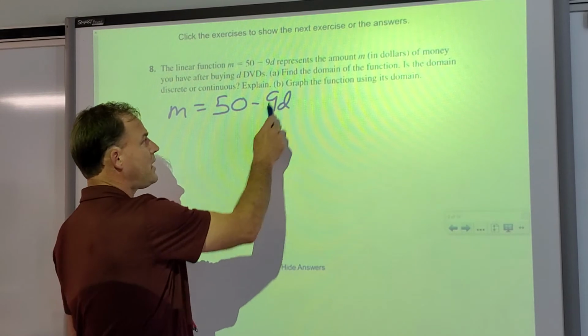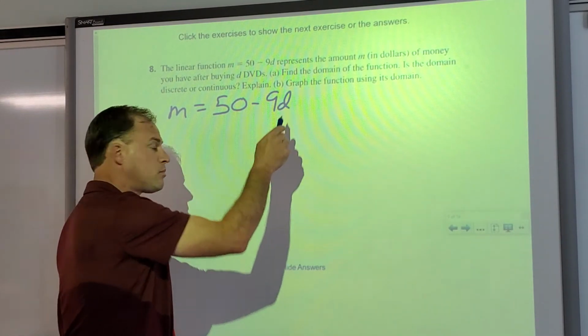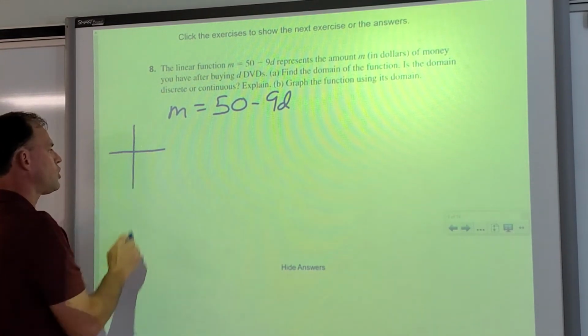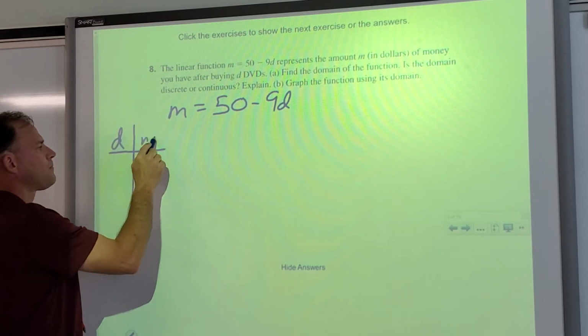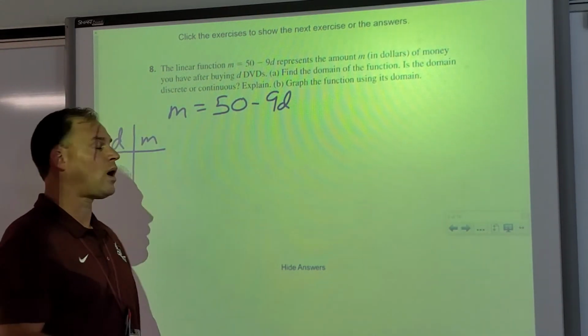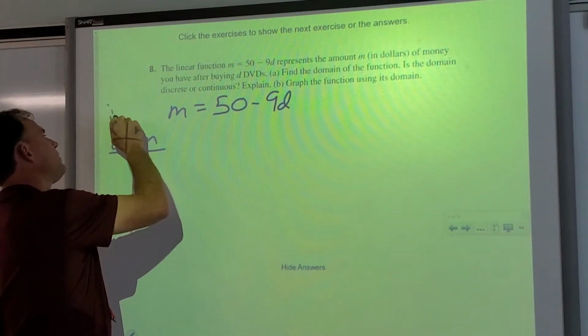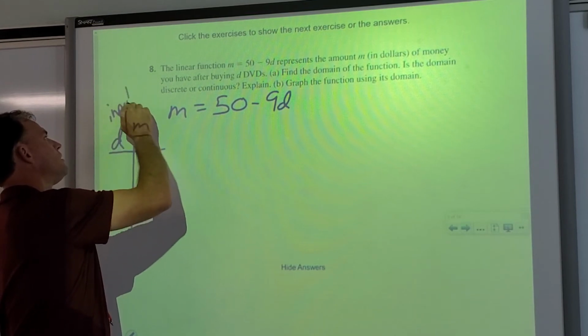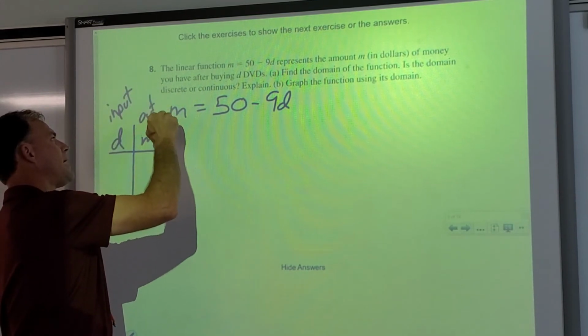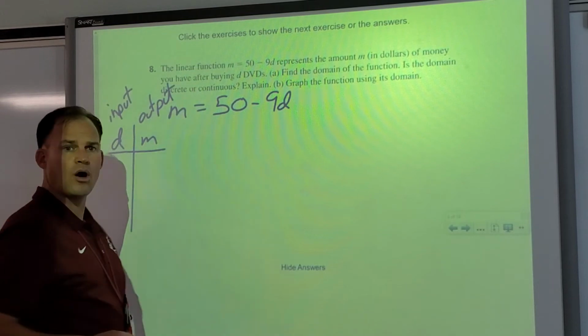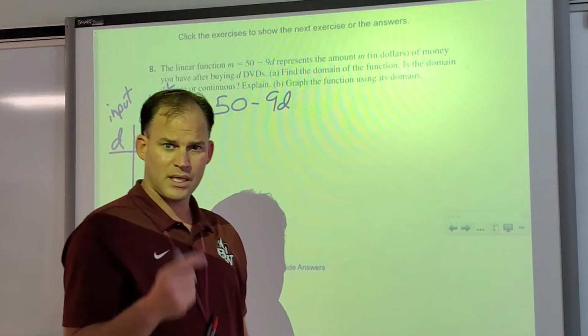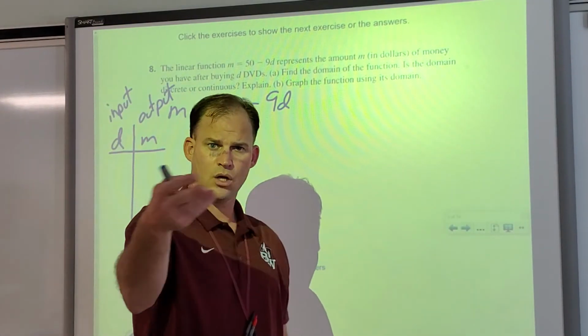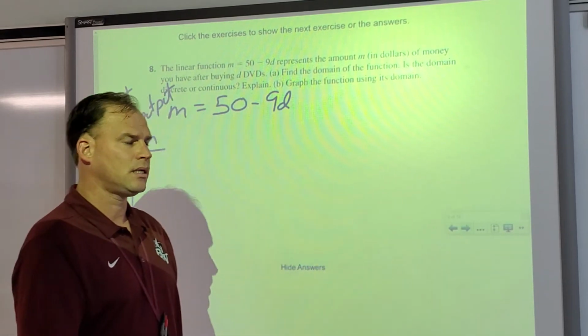So my independent variable, where I'm plugging numbers in, if I would make a chart, that's my x. My dependent is my y. So remember, my independent is my input. My dependent is my output. All of these things are related. Independent, domain, all of that stuff is related.